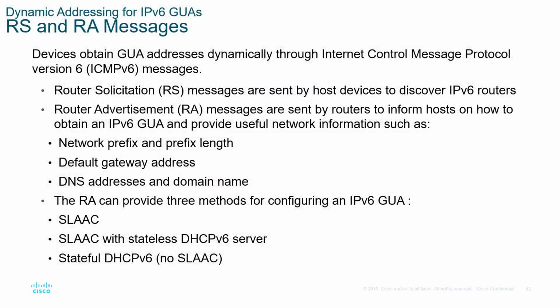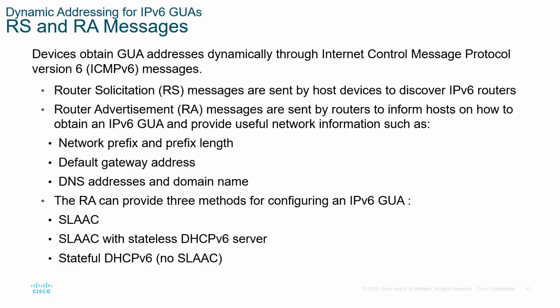Dynamic addressing for IPv6 GUAs. Now, it's very inconvenient if we have to assign IPv6 addresses statically for every single device. So there's actually a way around that with the GUAs dynamically addressing themselves through ICMPv6 messages. Now, the ICMPv6 messages that are used in order to assign themselves an IPv6 address are the router solicitation and router advertisement. Basically, the RS and RA messages.